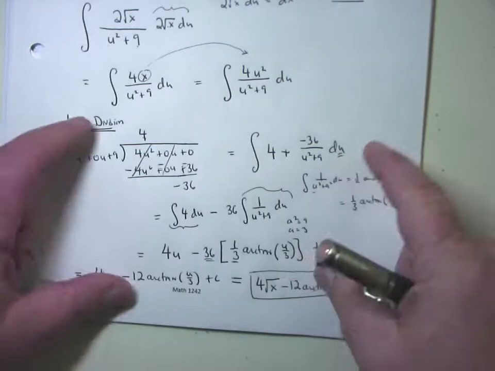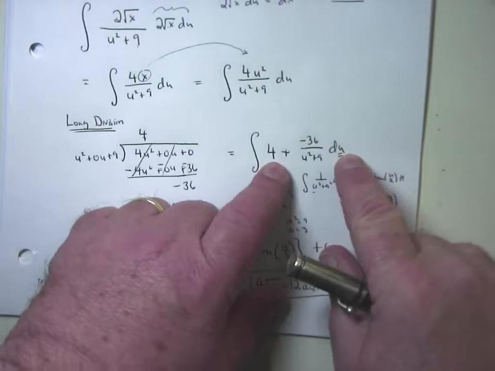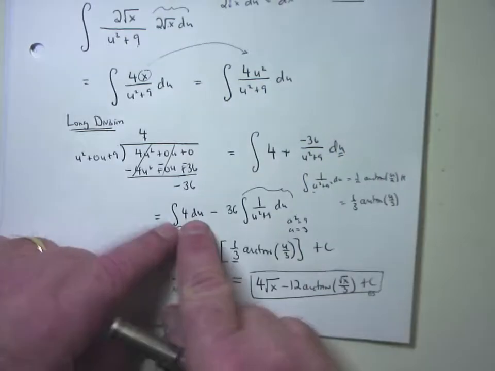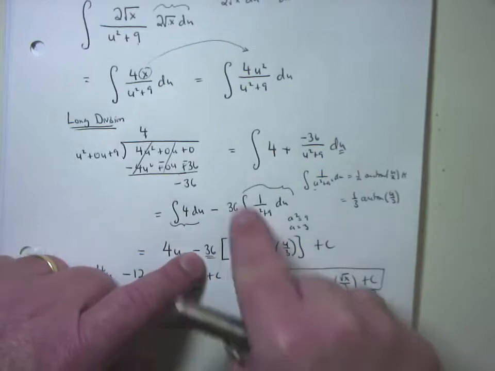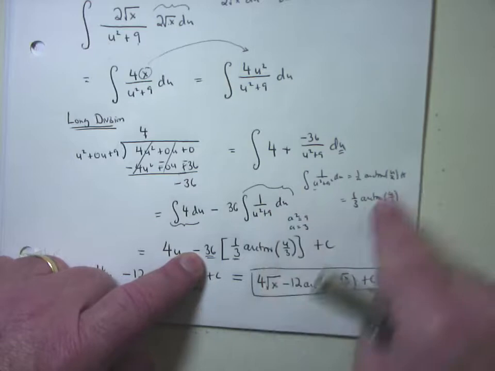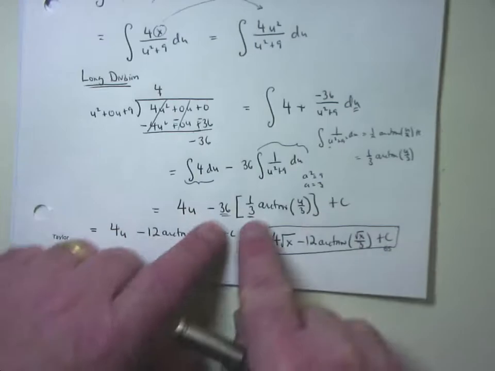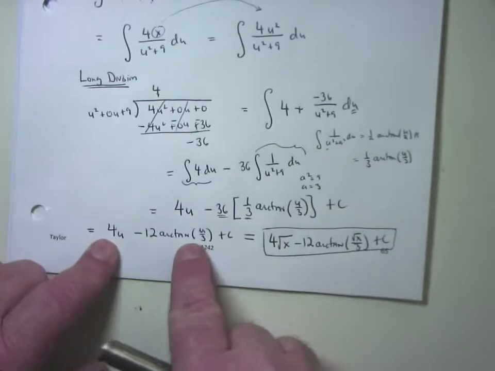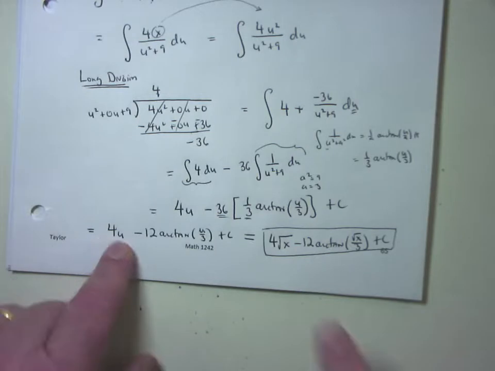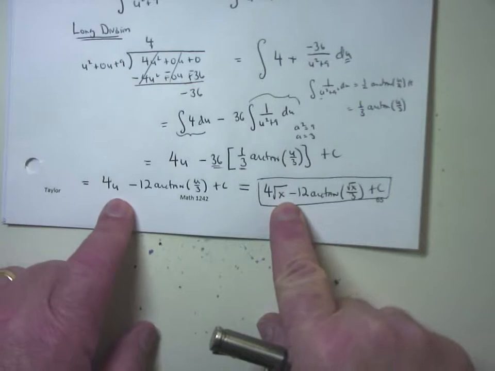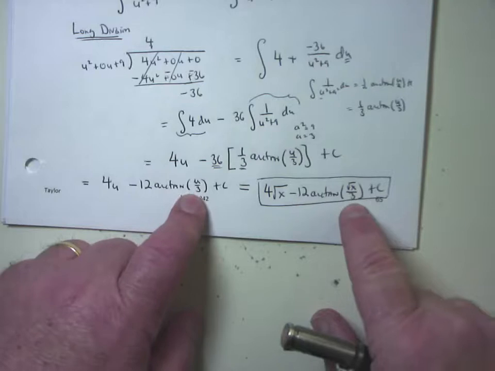What is the integral of 4 with respect to u? Integral of 4 with respect to u is 4u, right? Minus, the 36 is a constant. This one truly is the formula, so I just copied the formula, 1/3 arctangent of u over 3, plus c. I combine like terms to get the 12, but it's still in terms of u, right? And then when I back substitute, u was the square root of x, so that's when I actually got my answer. I replace u with the square root of x, and I got 4 square root of x minus 12 arctangent of u, which is the square root of x divided by 3 plus c.